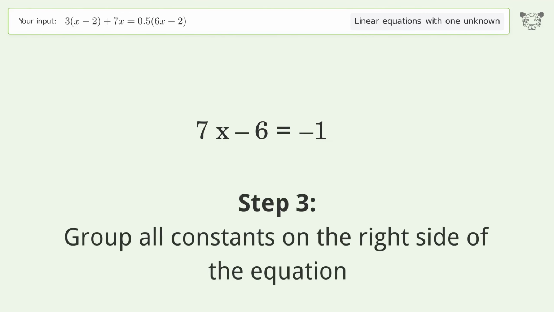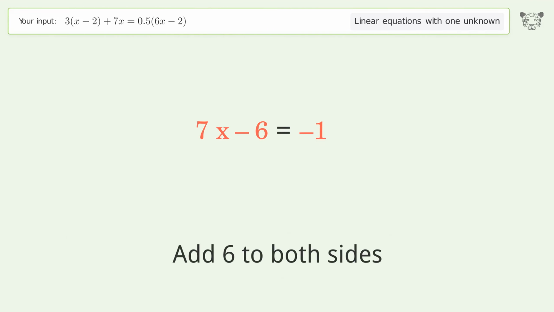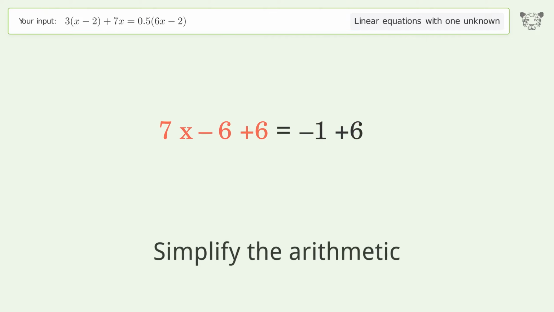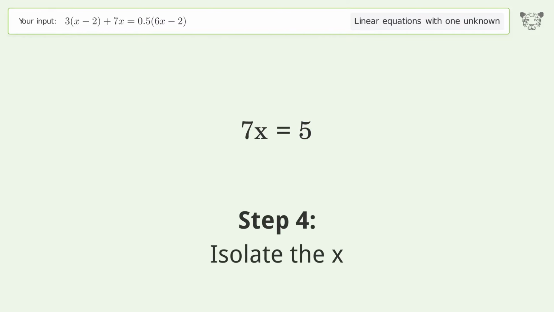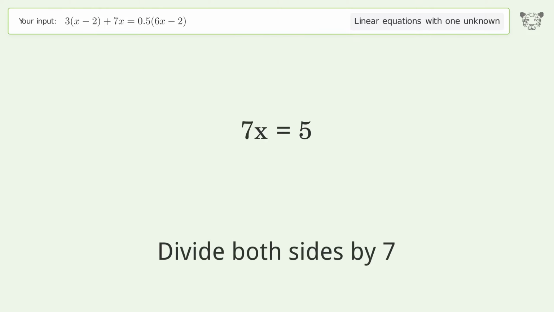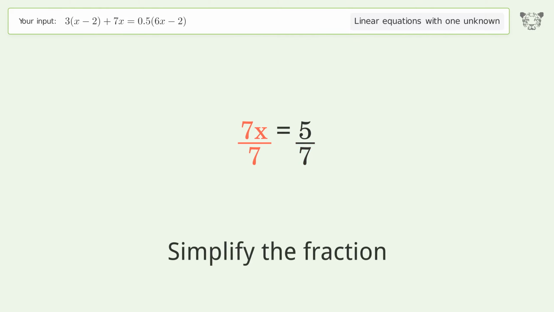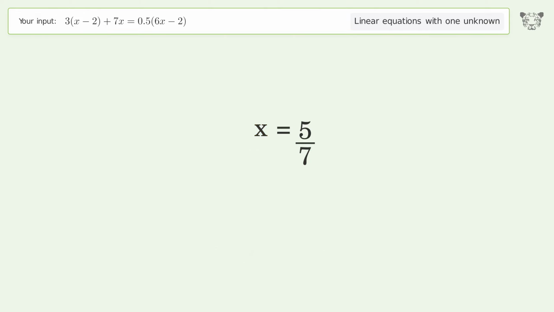Group all constants on the right side of the equation. Add 6 to both sides. Simplify the arithmetic. Isolate the x. Divide both sides by 7. Simplify the fraction. And so the final result is x equals 5/7.